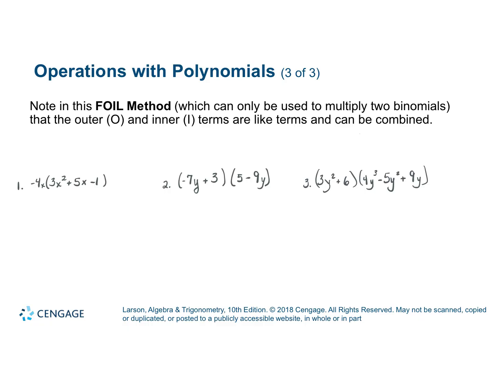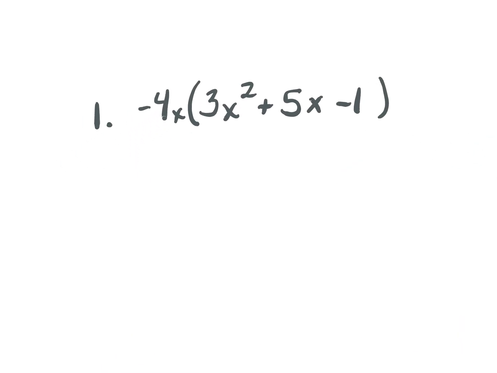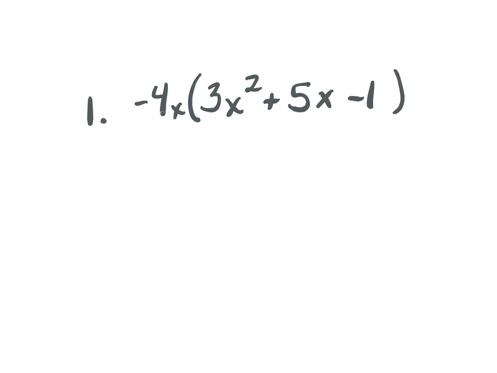Perfect. Next, we're going to be multiplying with polynomials. So in example 1, since we just have one term out front, this just gets distributed to everything in the parentheses. So we're not foiling here just because that negative 4x is one term. So we just distribute. So what is negative 4x times 3x squared? Negative 12, we multiplied the numbers together, and then what's x times x squared? X to the third, awesome.